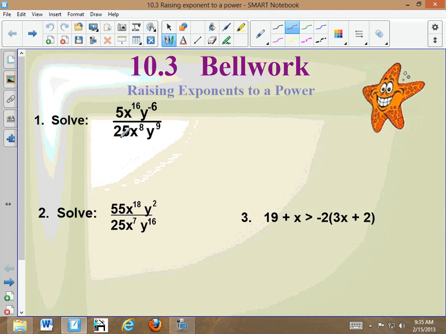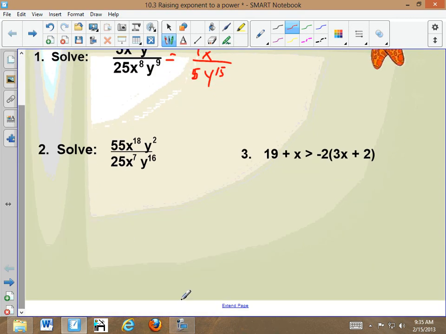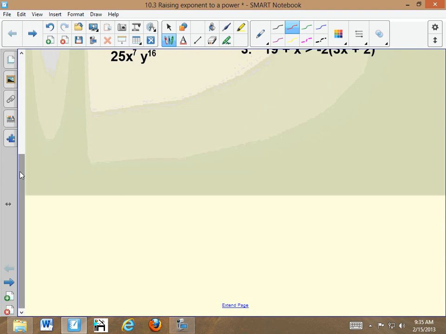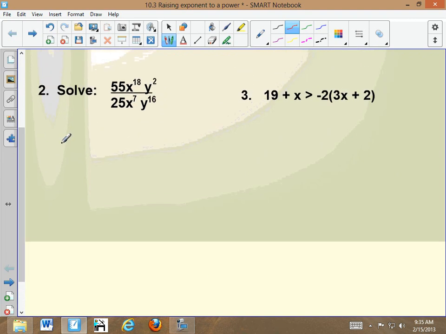Okay, 5 divided by 25 equals 1 over 5. X to the 8th power, because I would bring my 8 up and subtract it. Y would come down. It's negative, so it becomes positive, so the y becomes to the 15th power. If you have any questions on that, please come in and ask. You should have learned that.